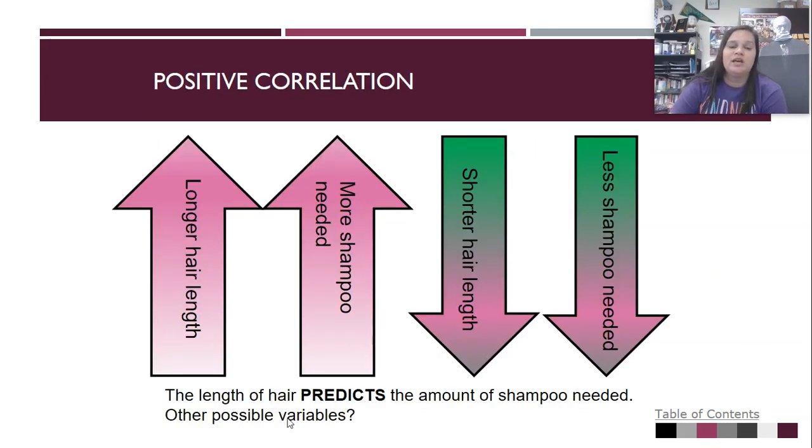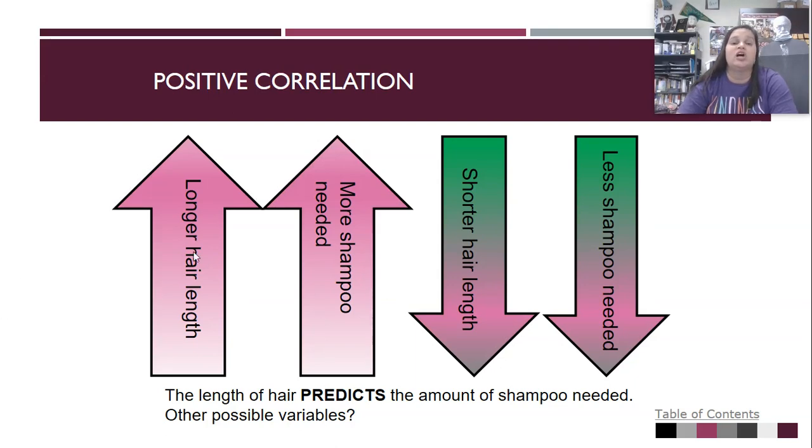Some more examples, and again, we're using that word predict instead of causes. Longer hair length predicts more shampoo needed. Shorter hair length predicts less shampoo needed. So the length of hair predicts the amount of shampoo needed, but could there be other variables that affect how much shampoo you need? Yes, there could be: how thick your hair is, or how dirty the hair is, or if the shampoo is not really very good, if it's kind of real watery shampoo, maybe you need to use more of it. So just because there's a correlation, again, doesn't mean that one causes the other.